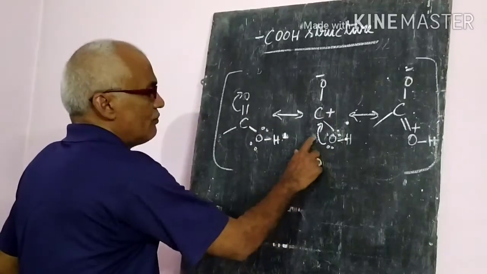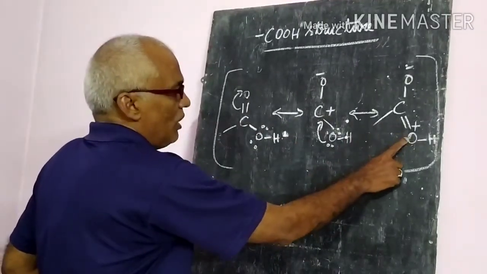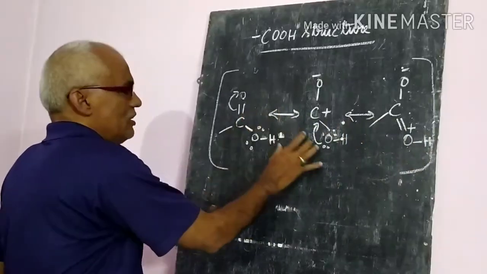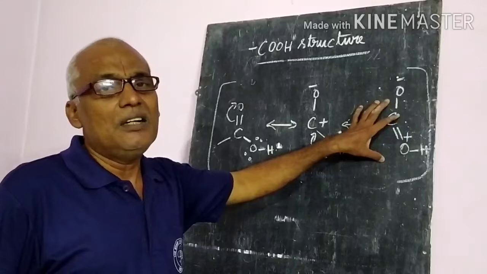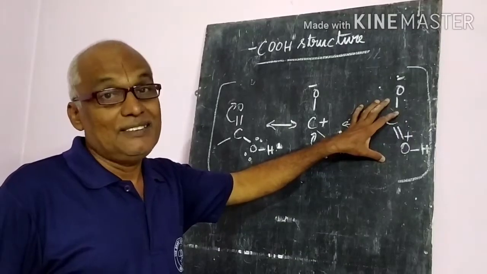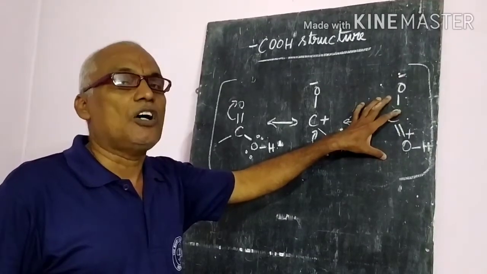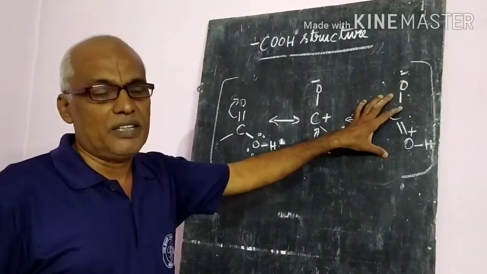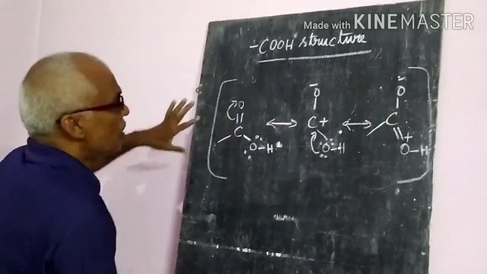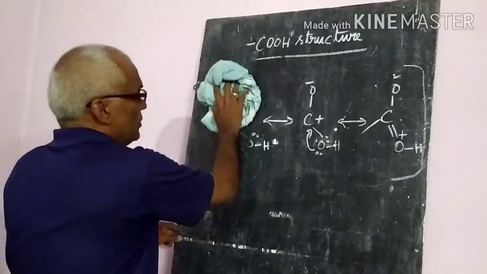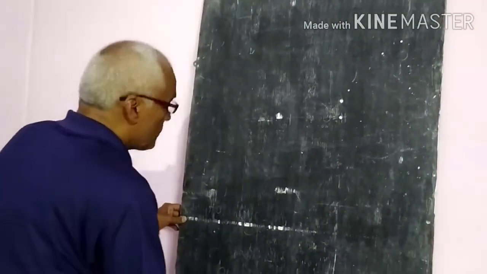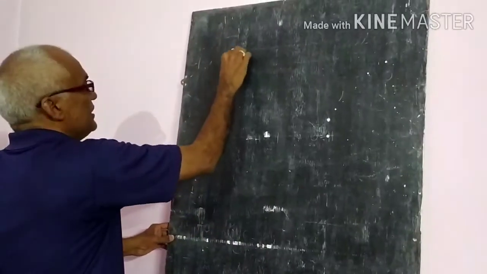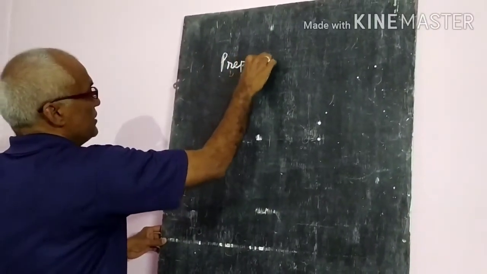If these electrons shift to this side, a double bond will be formed. So these are the 3 resonance structures. Due to the resonance structures, it is less electrophilic in nature than the aldehydes and ketones or the carbonyl group. That is the most important point. So this is about the structure of the carboxyl group. Now let us see some methods of preparation of carboxylic acids.